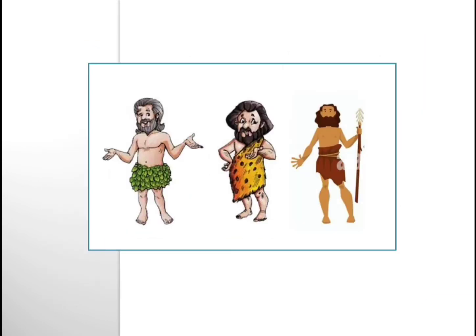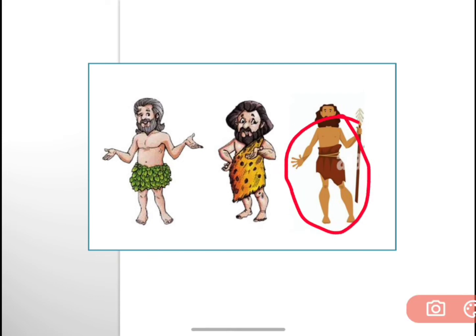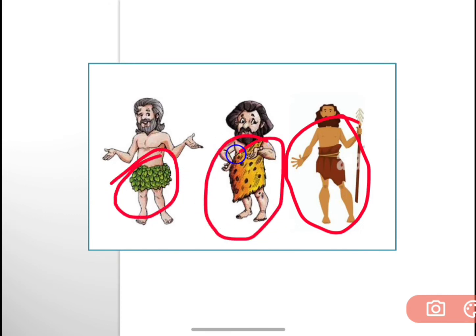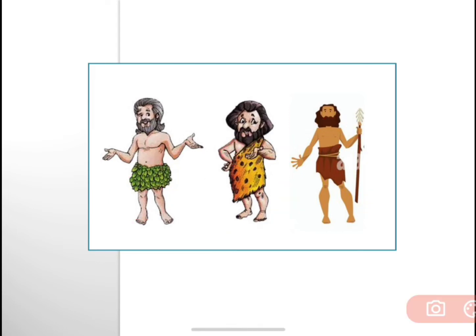coming to their clothes. They used to wear the barks of the tree, like this is the bark of a tree, and these are the leaves of the tree, and this is the skin of a dead animal. With these they used to cover and protect their bodies. Now we finished with tools and clothes, and shelter. They used to live in caves. We have seen the cave paintings, isn't it, children? So they used to live in the caves.